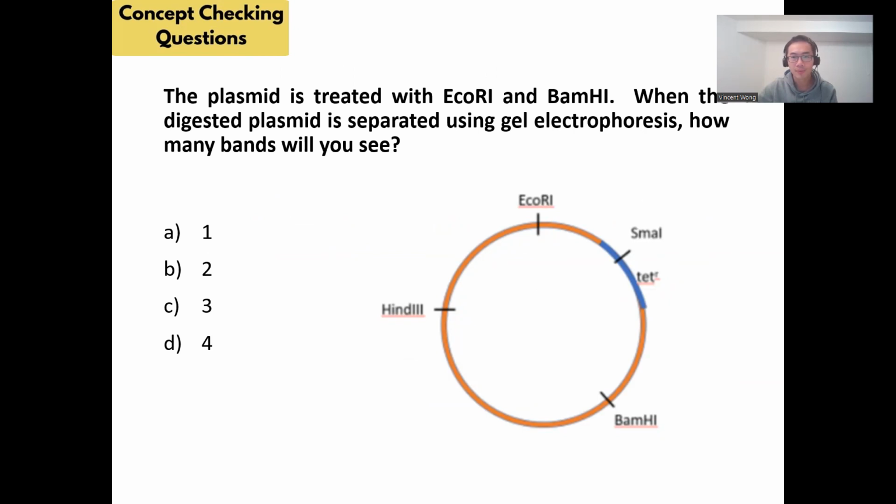Okay, let's try this. Nobody got this right yesterday when I did it in class. Let's see if you guys will get it right. The plasmid is treated with EcoRI and BamHI. When the digested plasmid, digested means after you cut it, right, is separated using gel electrophoresis, how many bands will you see? Okay, what do you think? How many bands will you see?